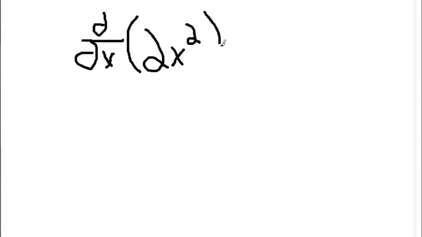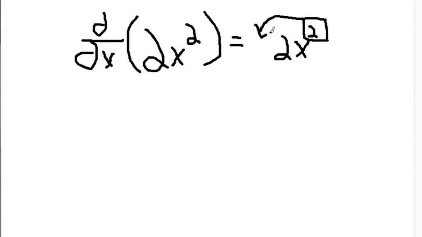Here's an example. If you're trying to take the derivative of 2x squared, take your power and multiply it by your coefficient in front, and then subtract 1 from your power. If you do this example right, you should get 4x to the 1, which is basically just 4x.